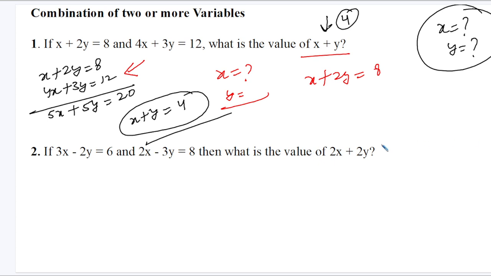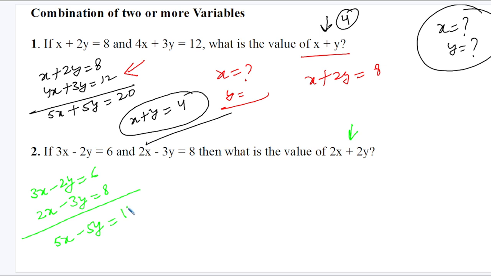Okay, checking the next one, we have two equations and we're looking for the combination of 2x plus 2y. Let's see if addition of the two equations works. If I add the two equations, I'm getting 5x minus 5y equal to 14. Well, I'm looking for the addition, not the subtraction in between. So this addition thing is not working. Let's check if the subtraction works.